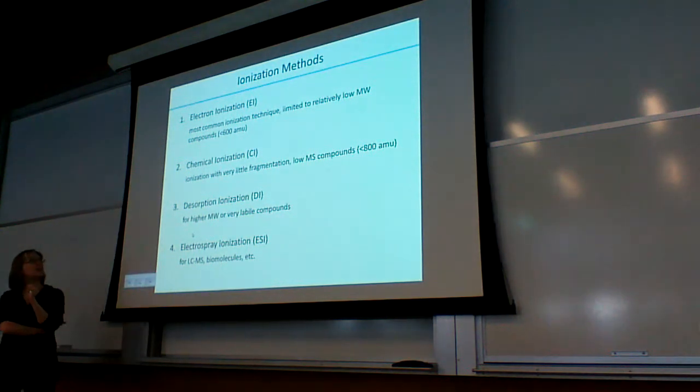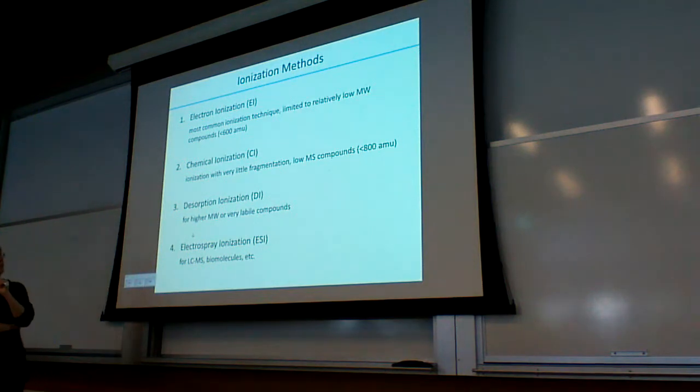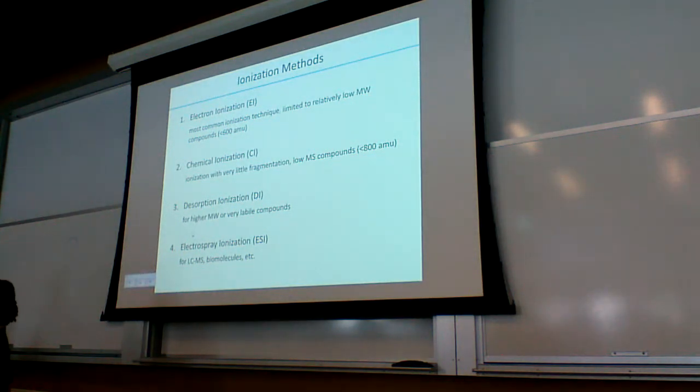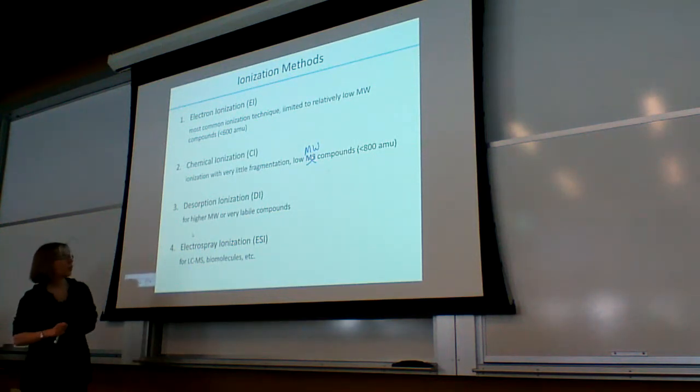Chemical ionization is the next one we'll talk about. It's ionization using a chemical instead of an electron beam. This is one that gives very little fragmentation, which can be useful in some ways and not so useful in other ways. And that also is useful for our low molecular weight compounds, so something less than about 800 AMUs. The last two are more useful for our larger molecular weight.